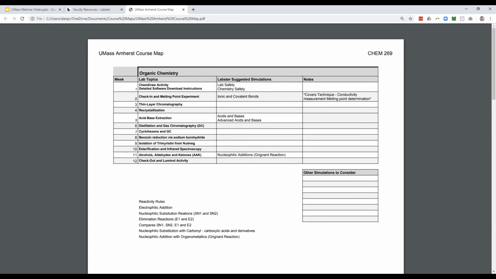Again, if you wanted to send over a syllabus, feel free to do so, and I can have my team take a look at your specific course.